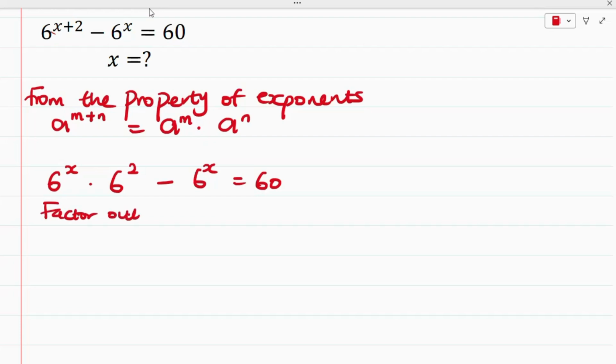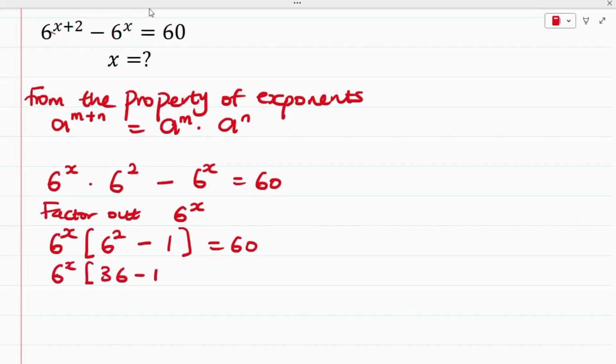So the next thing guys you want to do is to simply factor out the common term, and the common term right here is 6 to the x. So we have 6 raised to the power of x into, if you factor out 6 raised to the power of x from this, we have 6 squared minus, if you factor out 6 raised to the power of x, this is going to become 1, which is equal to 60. So from this, we have that 6 raised to the power of x into bracket 6 squared is 36 minus 1, which is equal to 60.